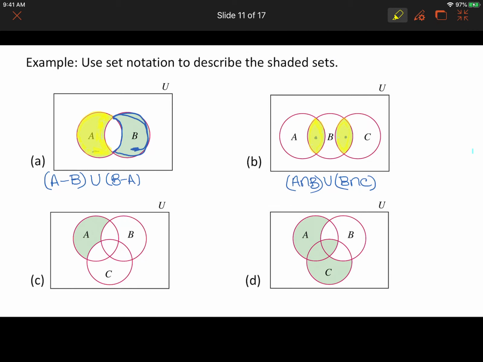Okay, what's happening in C? Well, down here, what I've shaded is the part of A that doesn't contain C nor B, right? So I want things in A that aren't in C or B. Well, what that sounds to me is I want things in A that aren't in B union C. So this is the complement of B union C with respect to A.